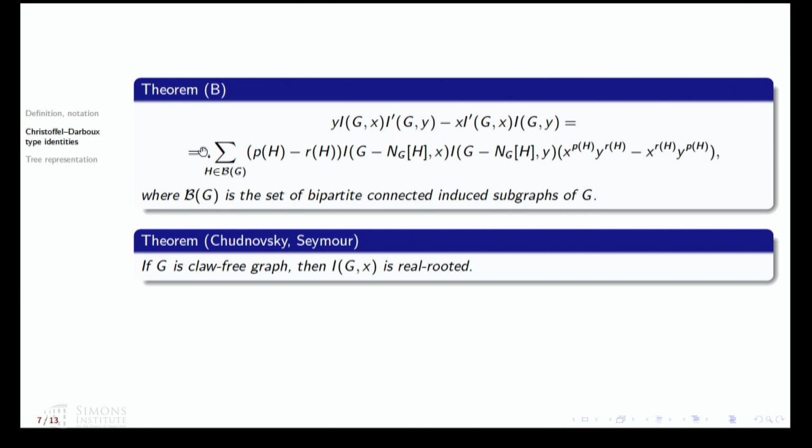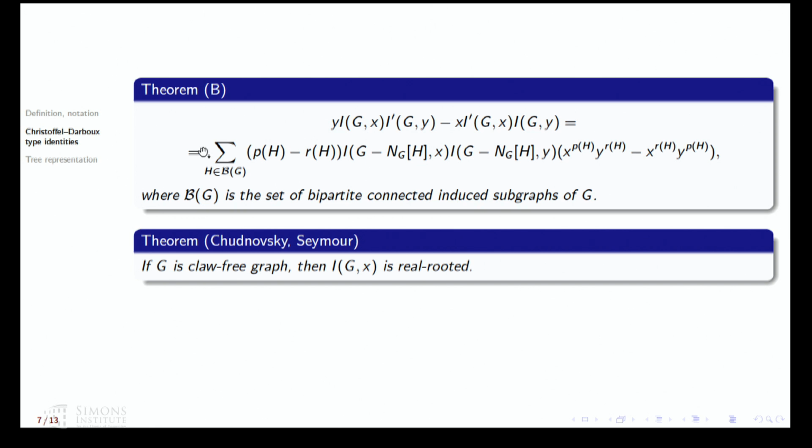Since claw-freeness is induced, an induced subgraph of a claw-free graph is claw-free. That means that we are looking for bipartite connected claw-free graphs, which are nothing else but even cycles and paths. But in an even cycle or in a path, the difference between the two color classes is at most 1. Okay?